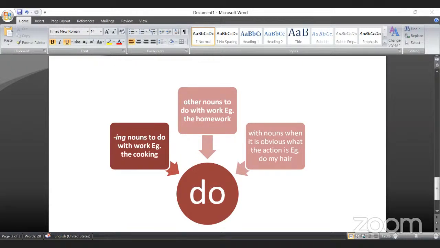A shower. You can leave your answers in the chat. Take a shower. Okay. And what else? You can say have a shower also, like we discussed. So take and have. Yes. Everybody who says take and have, you are right. Good.